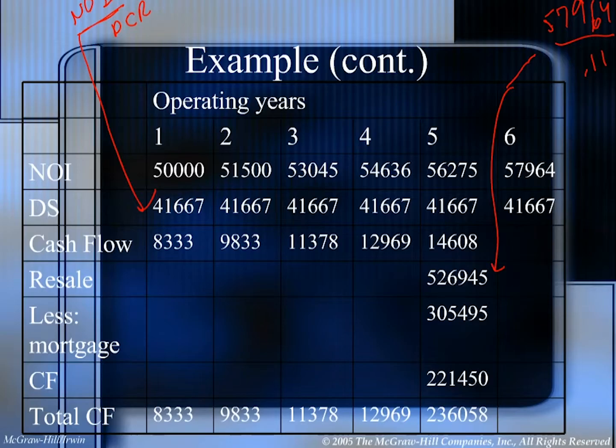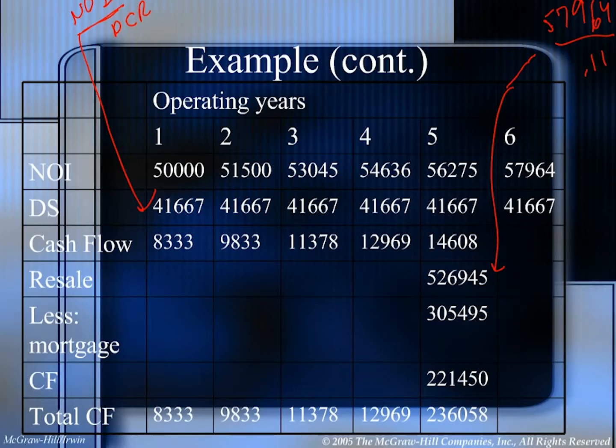Okay, to get the after-debt cash flow there, we have to pay back the mortgage, and we saw the balance from the last slide was $305,495. Okay, which left us with cash flow in that 5th year of $221,450 plus the cash flow itself from the NOI after debt of $14,608. Okay, leaving us with a total in the 5th year of $236,058.